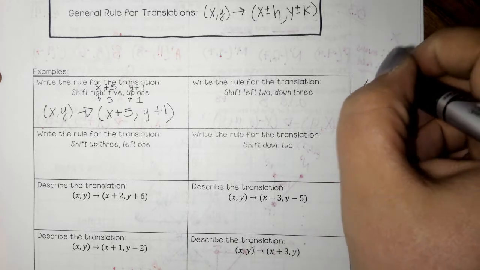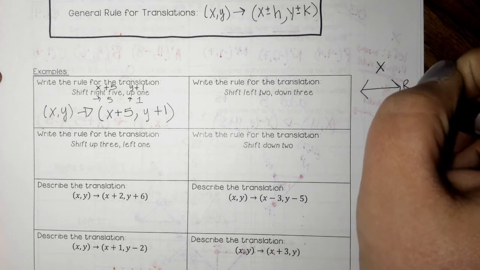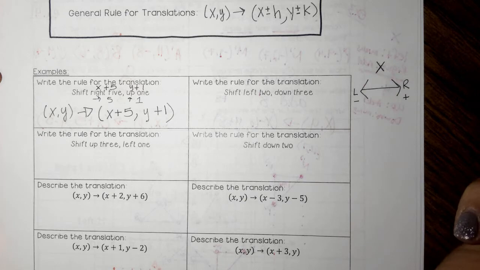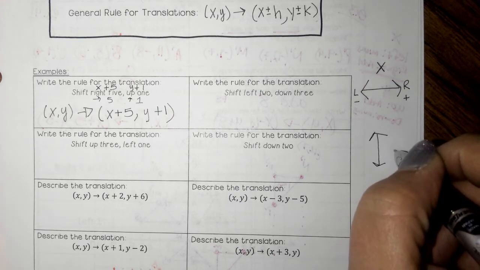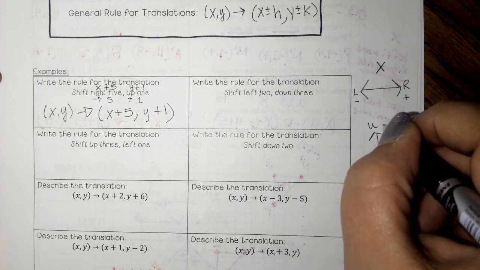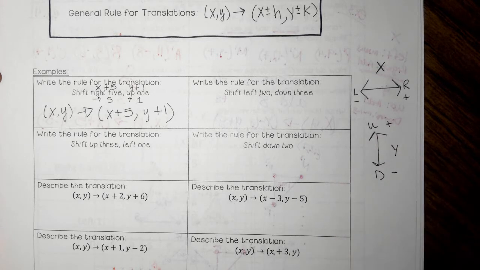So when we go side to side, we affect the x value. If we're going to the right, we have to add. If we're going left, we minus. When we go up and down, that's changing the y value. If you go up, then we're adding. If we go down, then we're minusing.